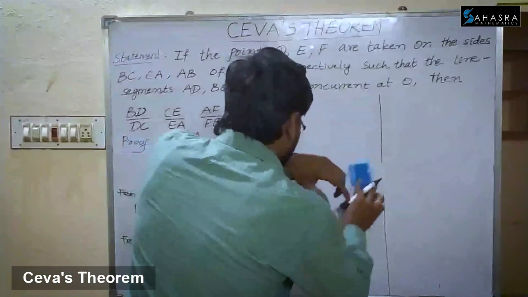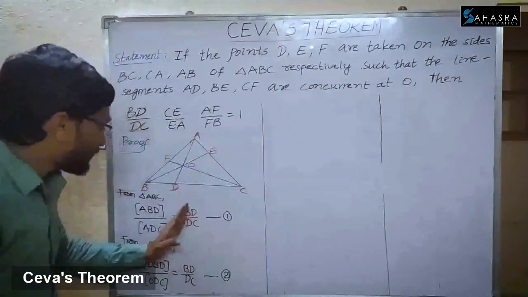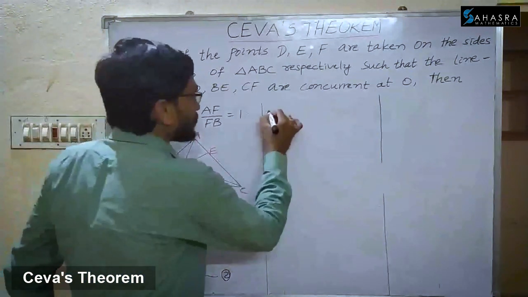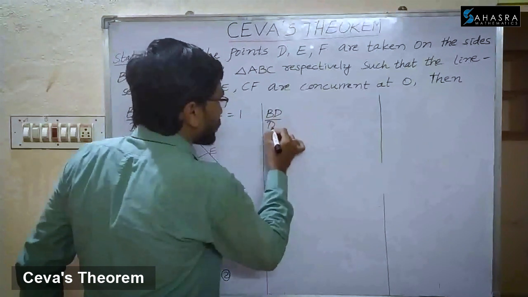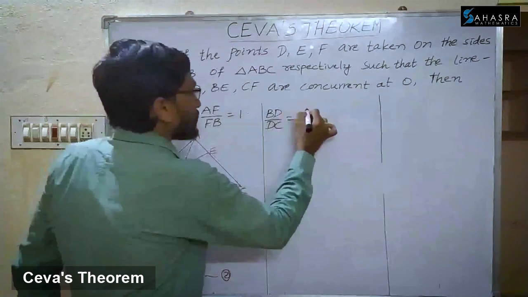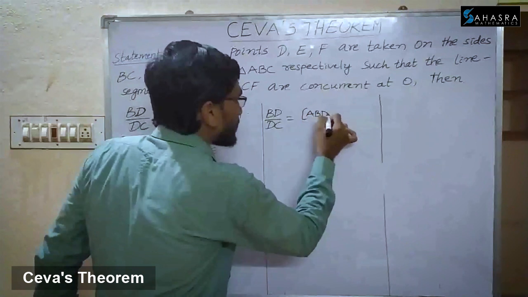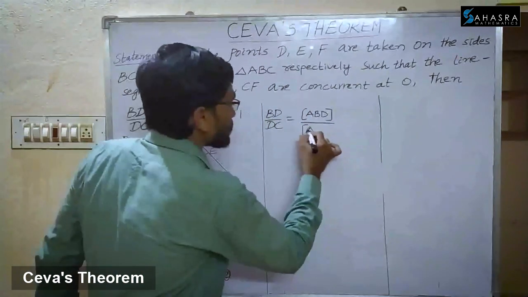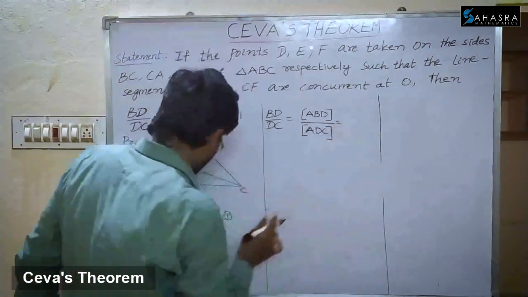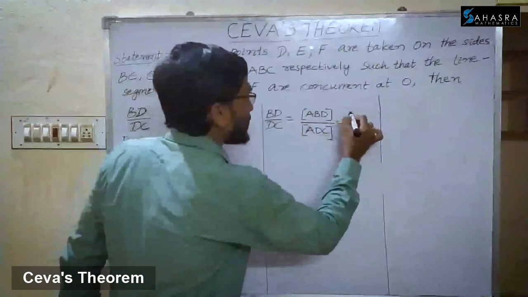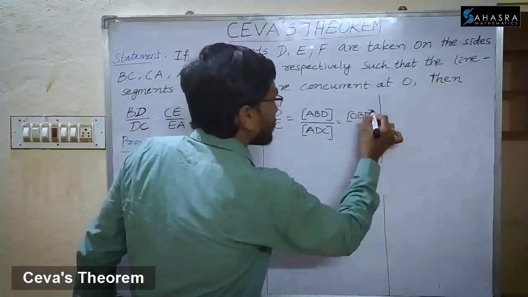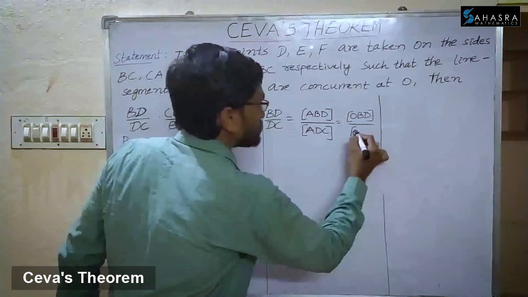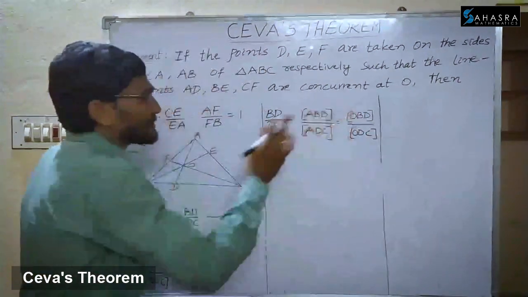See, from equation 1 and equation 2, if we observe, all the right-hand sides are equal, then the left-hand sides are also equal. So from that I want to write BD by DC is equal to the area of triangle ABD divided by the area of triangle ADC. That is equal to the area of triangle OBD divided by the area of triangle ODC. Okay, so all three ratios are equal.